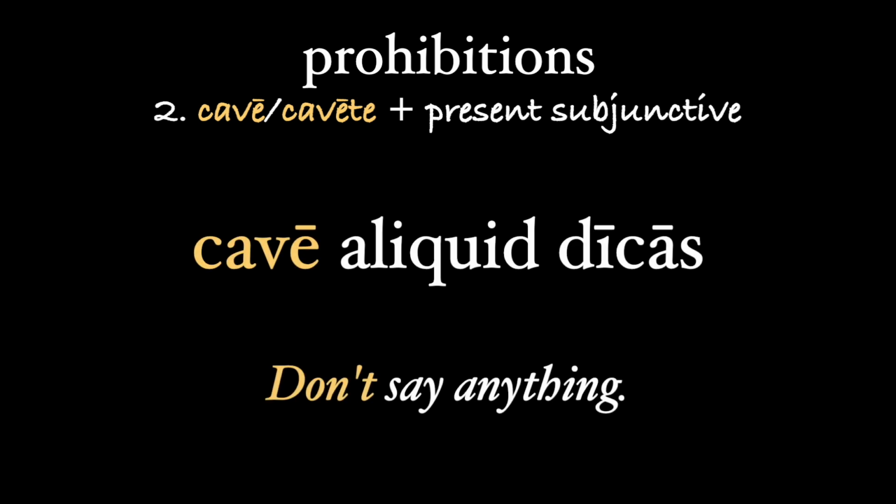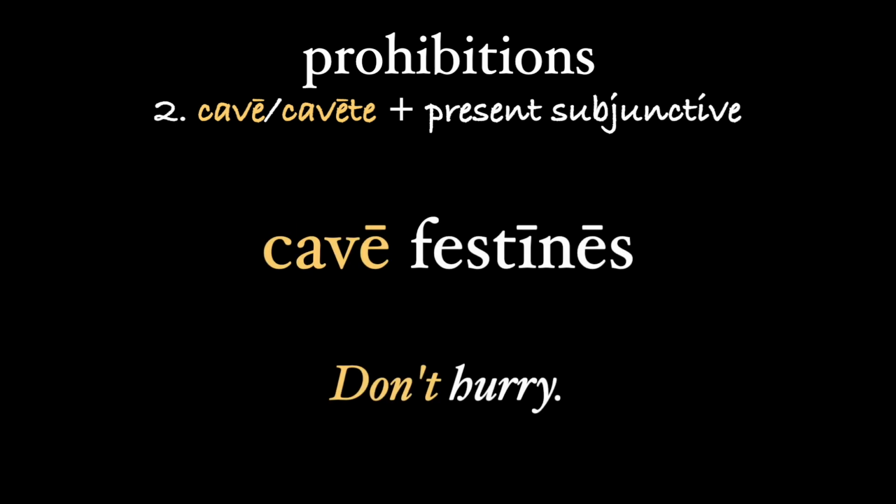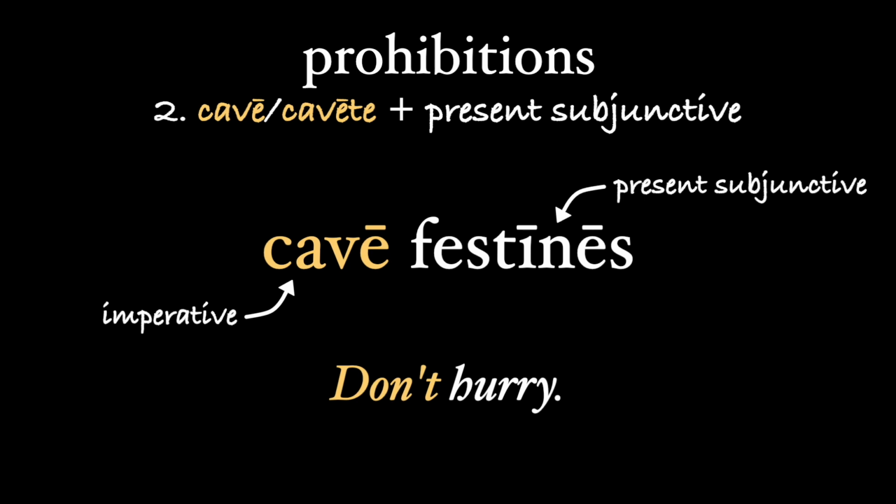Additionally, Latin can show prohibition with the imperative cavē or cavēte, followed by a present subjunctive verb. So cavēte aliquid dīcās is don't say anything, and cavē festīnēs is don't hurry. The cavē itself is an imperative, like nōli from before, meaning beware. Remember, cavē canem, beware the dog. Or even take care not. And then the subjunctive without a conjunction like ut. While this construction is entirely idiomatic, and that is, don't worry too much if you can't understand how it works, this cavē plus the subjunctive probably arose by analogy to the jussive or hortatory subjunctives.